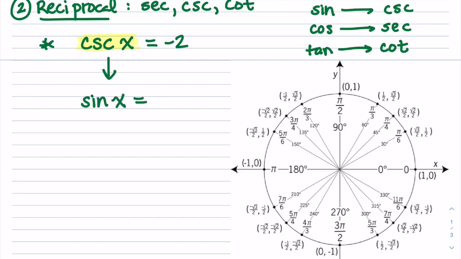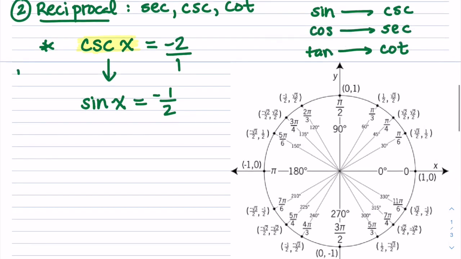So if I use that logic, I can transform cosecant x into sine x. But if I do that, I have to flip this fraction like that. And now I can look at the circle. So I'm looking for coordinates that look like something comma -1/2. So that would be down here at 11 pi over 6 and down here at 7 pi over 6. So those would be the two answers for you.